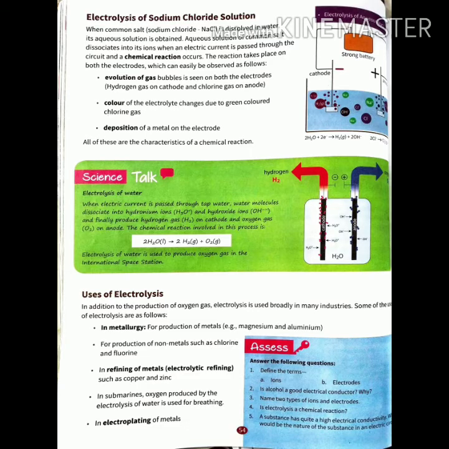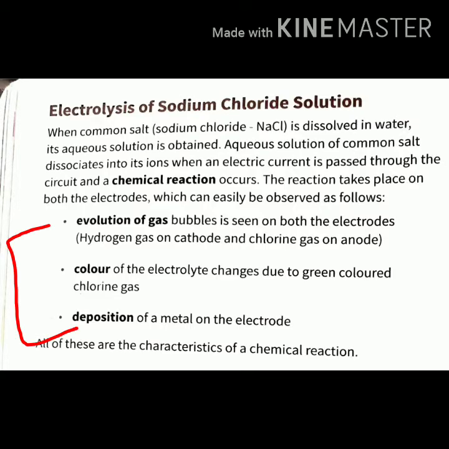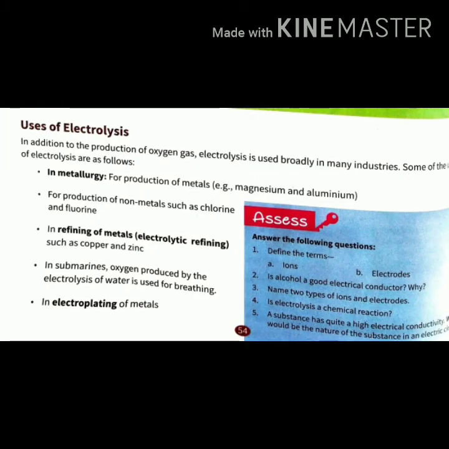When we do the electrolysis of sodium chloride solution, there are three characteristics which are observed. First is the evolution of gas bubbles on both the electrodes. Hydrogen gas is seen on the cathode and chlorine gas is observed on the anode. The second is the color of the electrolyte, which changes due to green colored chlorine gas. And third is the deposition of a metal on the electrode. So these are the characteristics during electrolysis of sodium chloride solution.